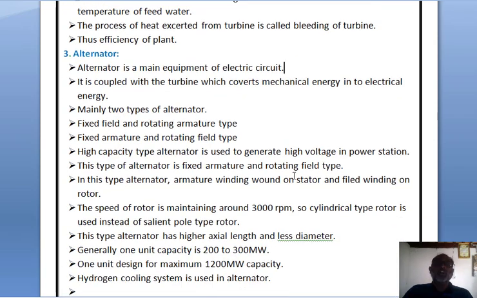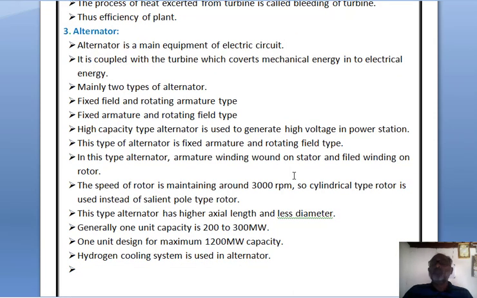Now third, alternator. The alternator is the main equipment of the electric circuit. It is coupled with the turbine and converts mechanical energy into electrical energy. Mainly two types of alternators are used. First, fixed field and rotating armature type. Second, fixed armature and rotating field type. A high capacity alternator is used to generate high voltage in the power station, and this type is the fixed armature and rotating field type.